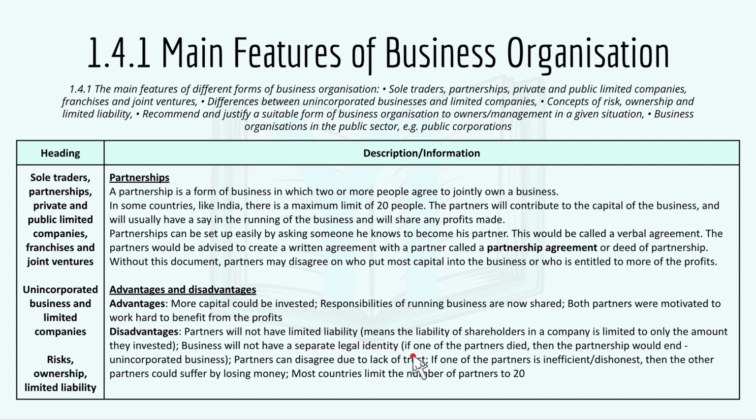If one of the partners dies, then the partnership would end, which is an unincorporated business, and the partners can disagree due to a lack of trust. And if one partner is inefficient or dishonest, then the other one could suffer by losing money. And most countries limit the number of partners to 20 people.